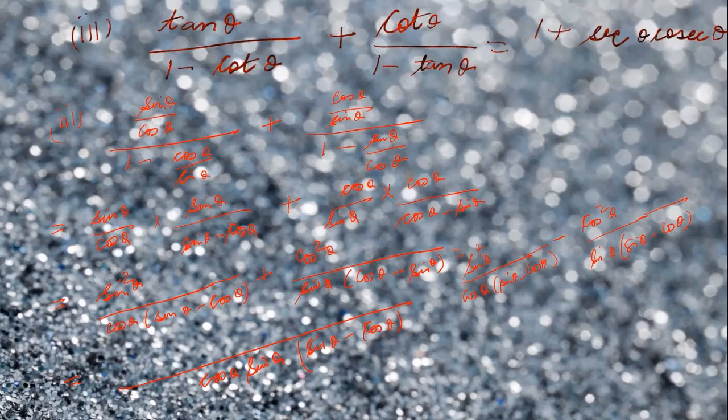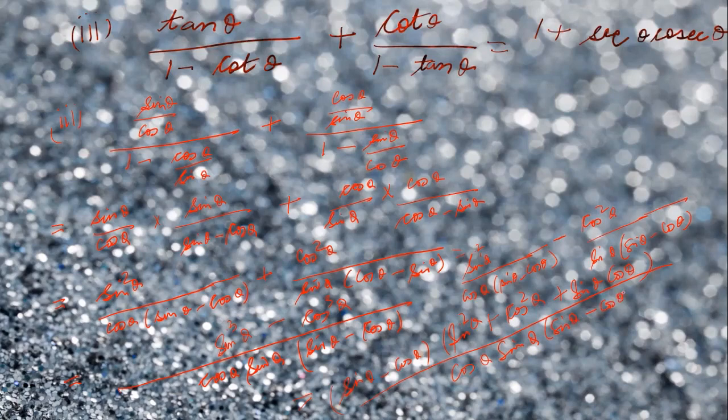So from here, you have taken the LCM, then divided by this, so it will be sin theta. So you will be getting sin cube theta minus cos cube theta. Okay, now use the formula a cube minus b cube. So it will be sin theta minus cos theta, sin square theta plus cos square theta plus sin theta cos theta, and divided by cos theta sin theta.